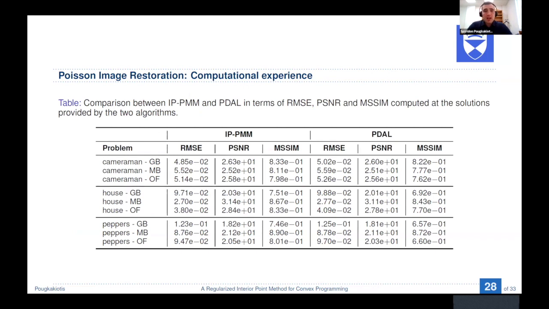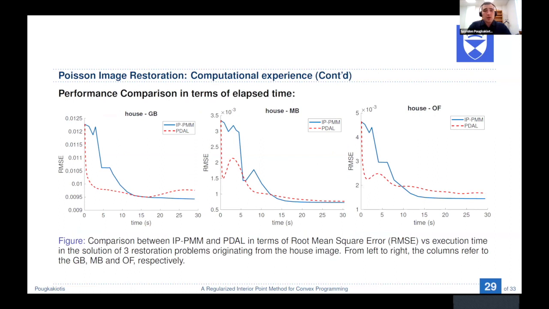Now, in this setup, we observe that the solutions that we obtain using IPPMM, our specialized version, are always better than the solutions obtained by PDAL. Specifically, in all 9 instances, we have smaller RMSE, higher PSNR, and higher MSSIM. And you can also observe that the convergence profiles of both methods are quite similar. So here are just 3 examples where we plot the convergence profiles with respect to RMSE, and we observe a similar convergence profile with IPPMM obtaining a slightly better RMSE.